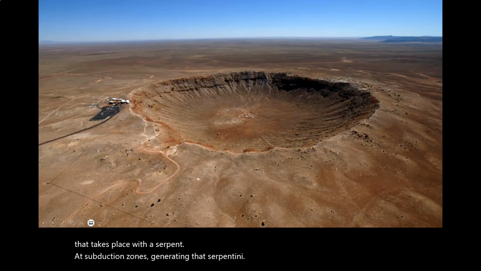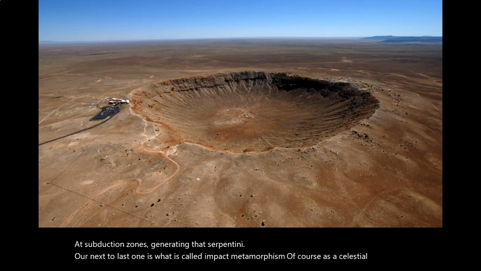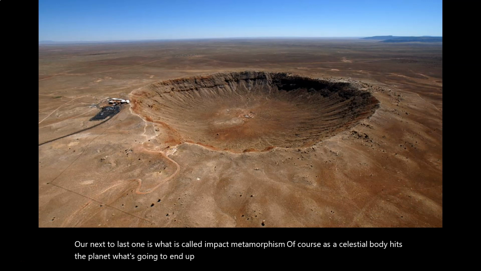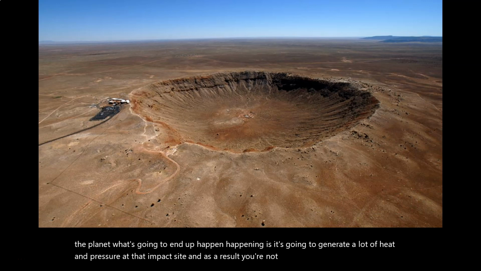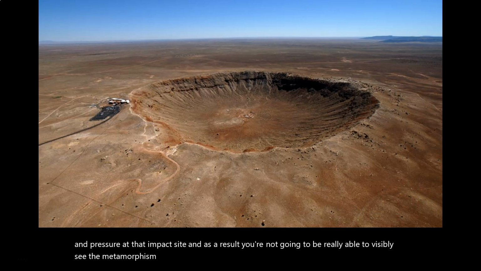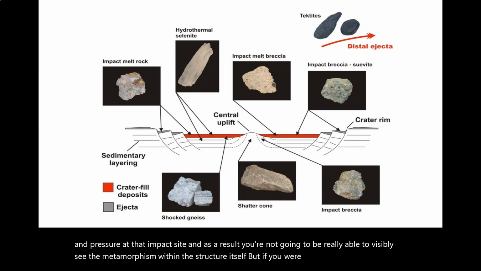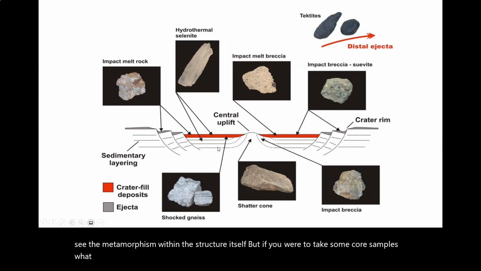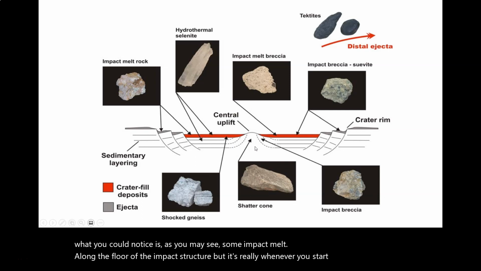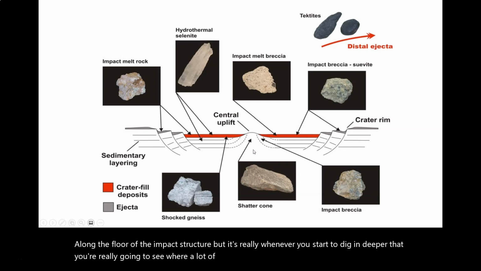Our next to last one is what is called impact metamorphism. Of course, as a celestial body hits the planet, it's going to generate a lot of heat and pressure at that impact site, and as a result, you're not going to be really able to visibly see the metamorphism within the structure itself. But if you were to take some core samples, you may see some impact melt along the floor of the impact structure, but it's really whenever you start to dig in deeper that you're going to see where a lot of the metamorphism has actually taken place.